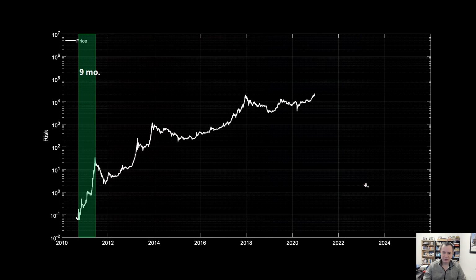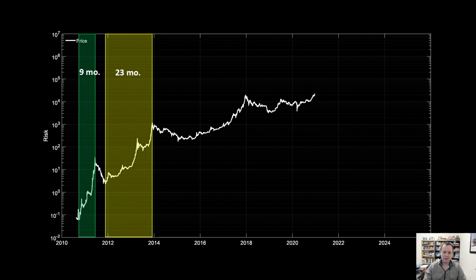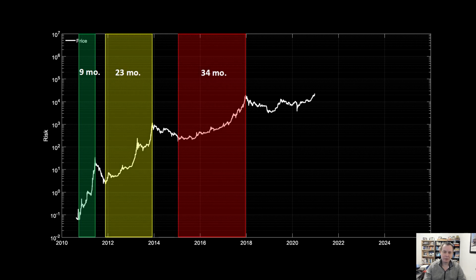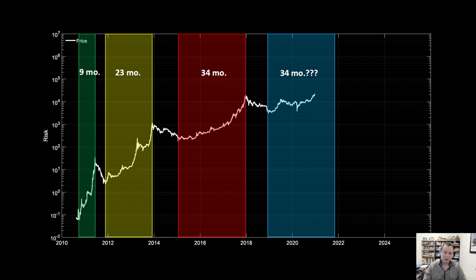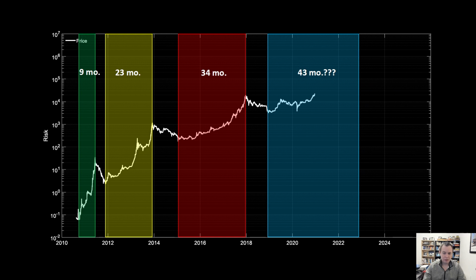so if we continue on, what if we measure it from bottom to peak instead of bottom to bottom? Well, the first one was 9 months, the second one was 23 months, and the third one was 34 months. Those look lengthening to me. Again, maybe the next one will be 34 months, which is the implication of the stock to flow model. But what if it's longer, right? What if this trend simply continues in some fashion?